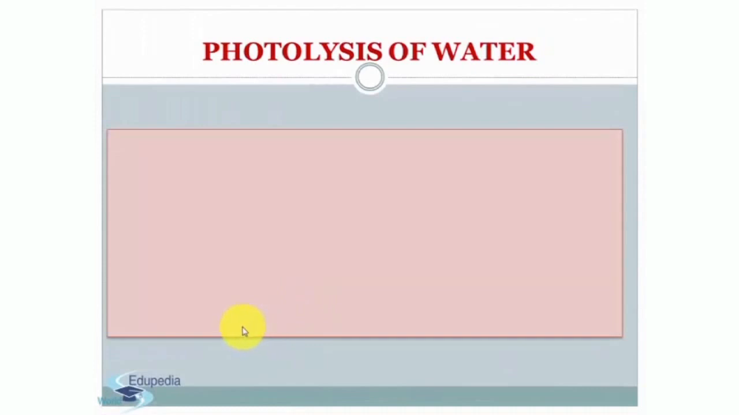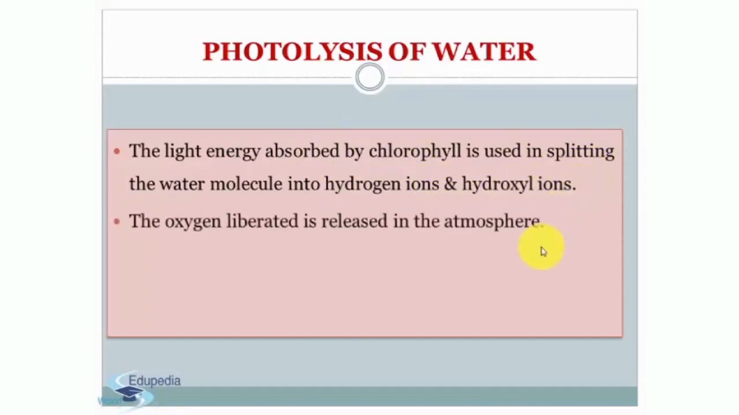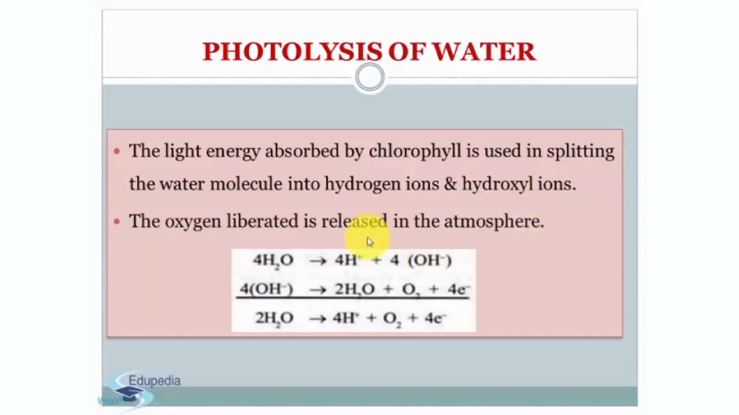The next step is photolysis of water. See, photo means light and lysis means the breaking up. The light energy absorbed by chlorophyll is used in splitting the water molecule into hydrogen and hydroxyl ions. The oxygen liberated is released in the atmosphere. This is the whole reaction that occurs in case of photolysis of water, in which 4 molecules of water are split up into 4 hydrogen ions and 4 hydroxyl ions. You can see here the oxygen molecule. This oxygen molecule is liberated in the atmosphere.